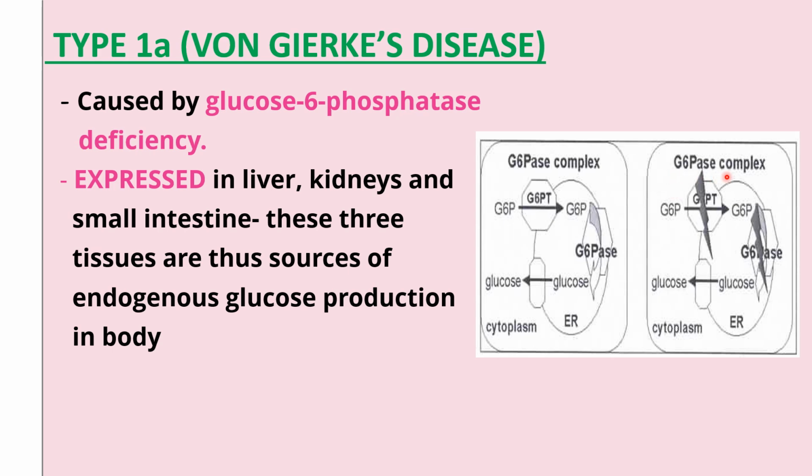So in this picture we can see that if this enzyme glucose 6-phosphatase is deficient, it leads to von Gierke's disease, which is type 1A of the glycogen storage disorder. But if this enzyme, glucose 6-phosphate translocase, is deficient, it also leads to a similar glycogen storage disorder, which is type 1B, a rare variant of this disease.